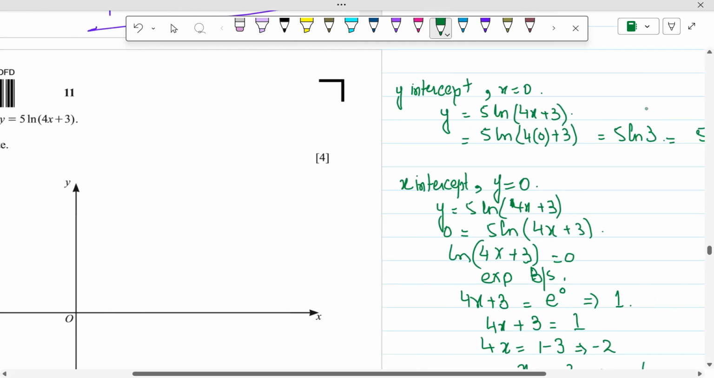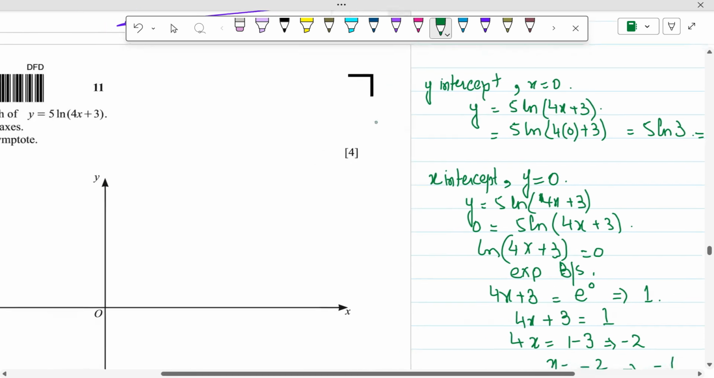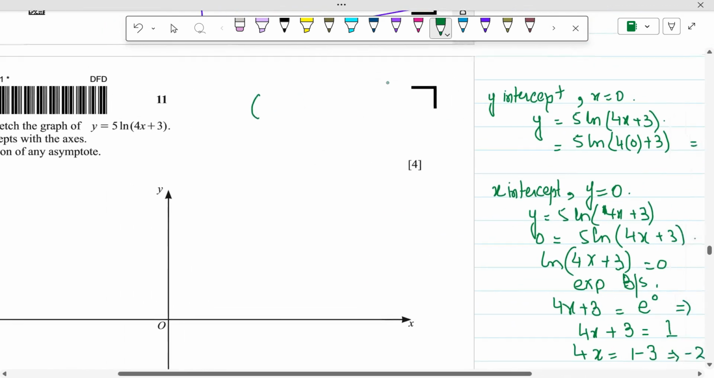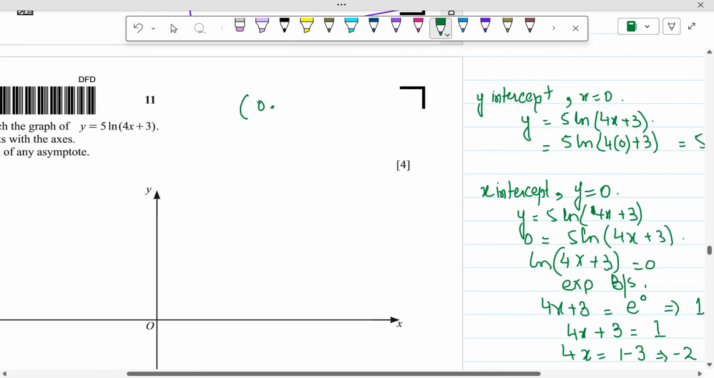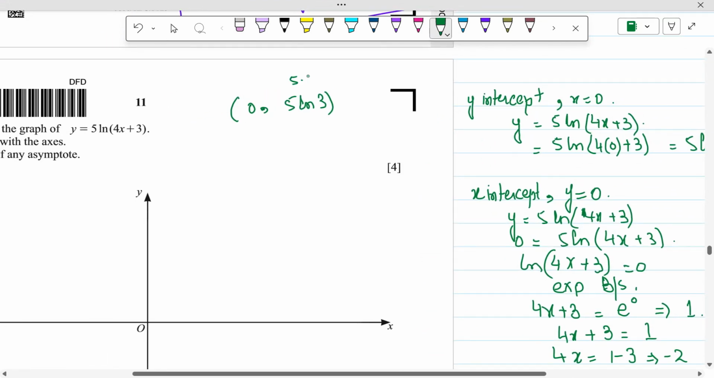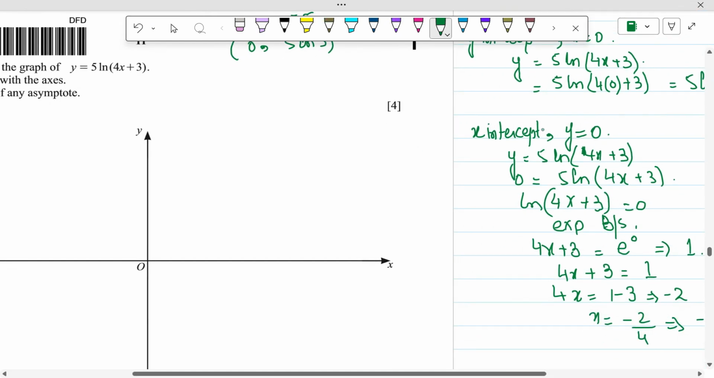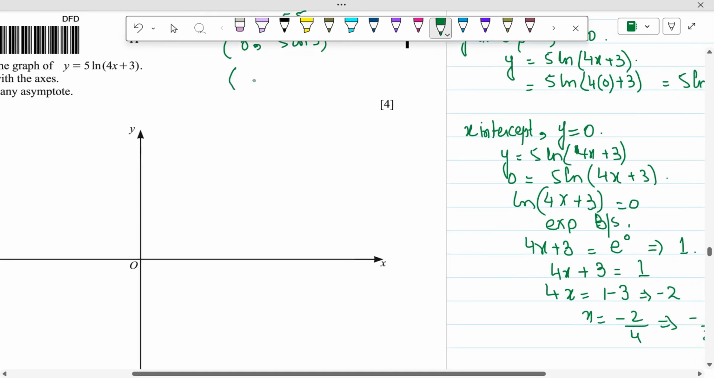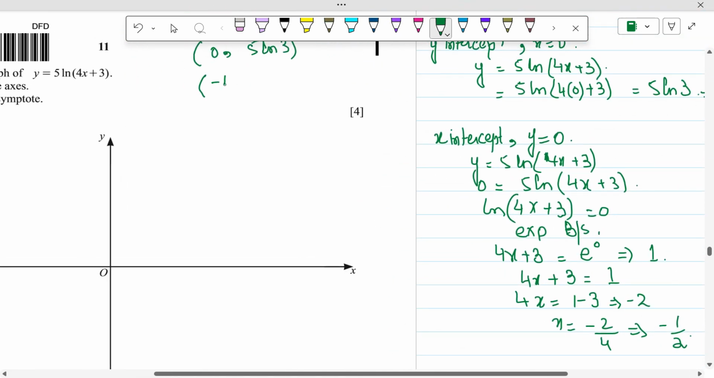Okay, we have calculated the x-intercept and y-intercept. So we can write here the point: when x = 0, y = 5 ln 3, or you can say it is 5.5. On the other side, when y is 0, the x-intercept is equal to -1/2.